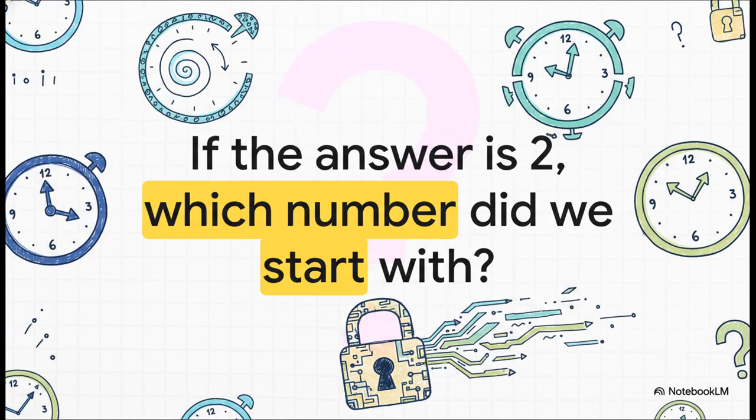Which brings us right to our final and most important question. If I do my secret calculation, I do my mod 12, and I tell you the final answer is 2, which number did I start with? Was it 2? Was it 14? 26? Or was it some astronomically huge number you could never guess? The truth is, you have absolutely no way of knowing. And that ambiguity, that irreversible loss of information, that is the mathematical lock that keeps our entire digital world secure.